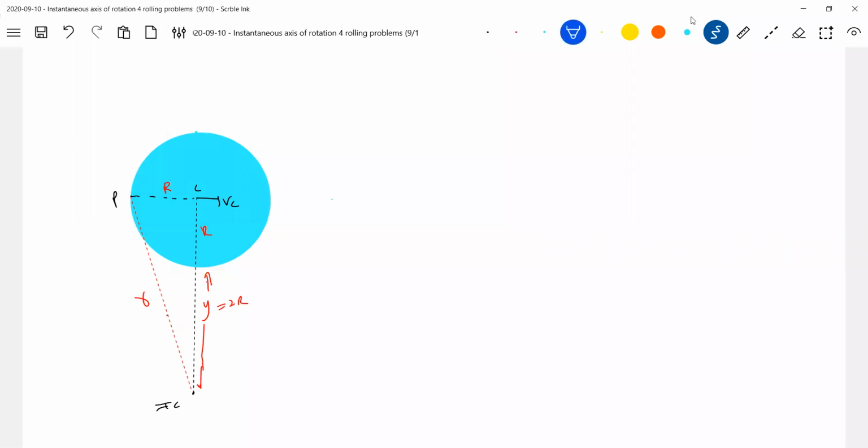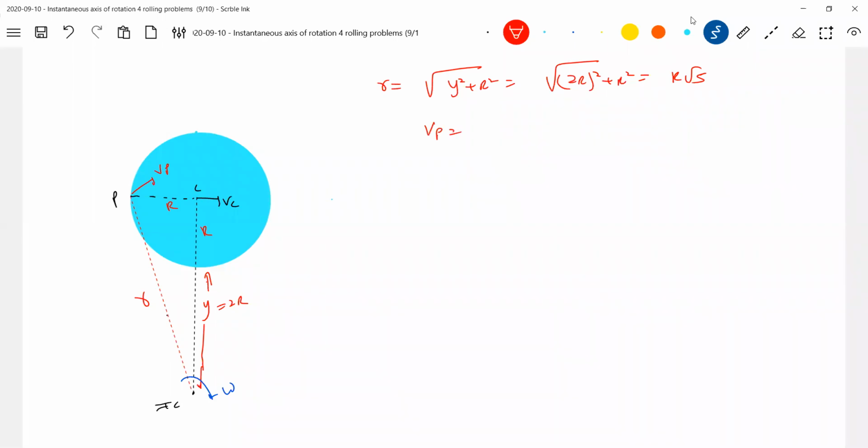So what is the angular velocity with which it will rotate? It will rotate with omega. So can we calculate VP? The direction of VP, the velocity of this point, will be in this direction. How to calculate VP? For that we need the smaller distance. What is it? It is equal to root of y square plus r square, that is 2r whole square plus r square. So this will be how much? R root 5.